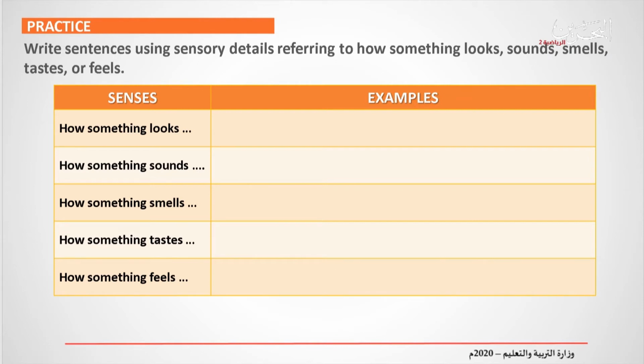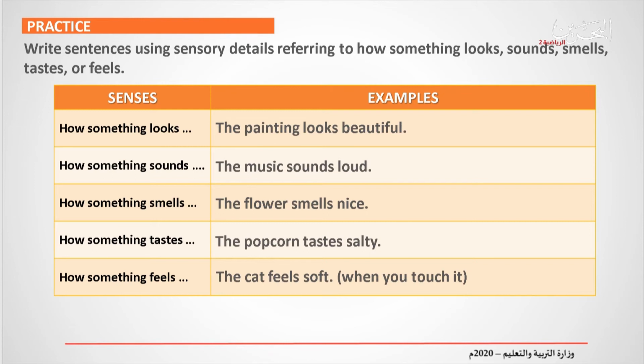Let's check the possible answers. The painting looks beautiful. The music sounds loud. The flower smells nice. The popcorn tastes salty. The cat feels soft when you touch it. Well, I'd recommend you to go and search Google about the adjectives of five senses. So you will get a list of useful adjectives to add to your writings.